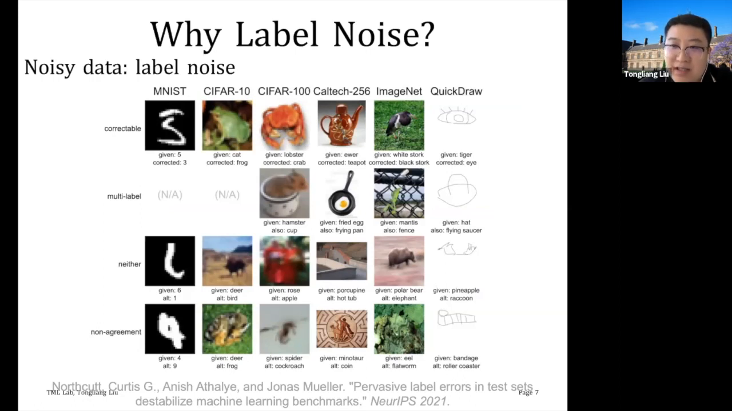And for those 10 popular data sets, on average, 3.4% of the labels in the test set or validation set are wrong. And specifically for the ImageNet data set, 6% of labels in the validation set are wrong. As said, usually we assume that the training data and the validation data have the same distribution.